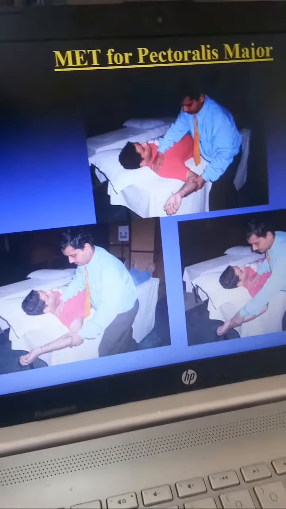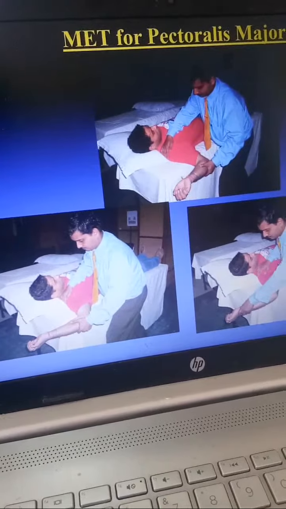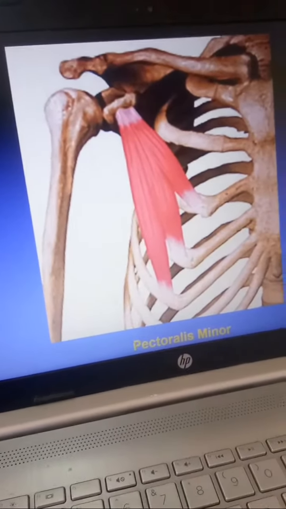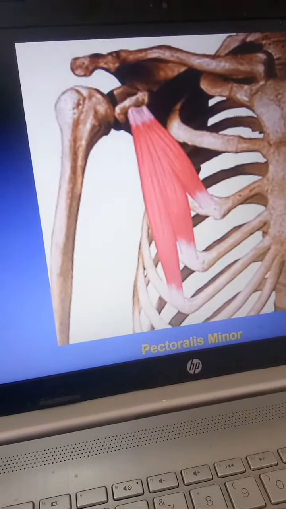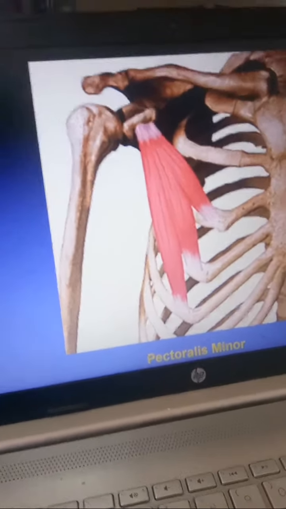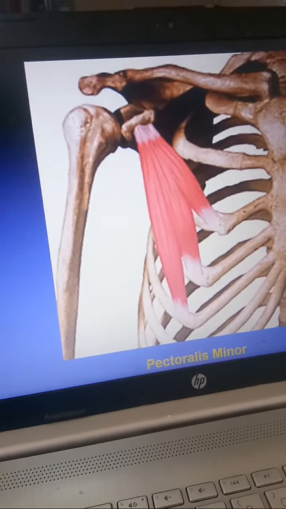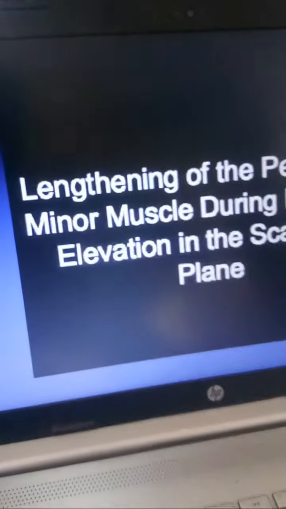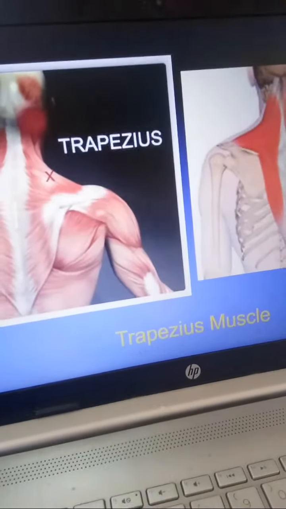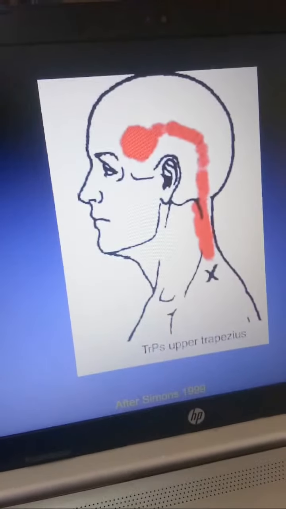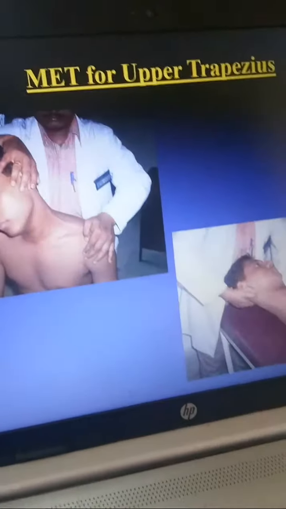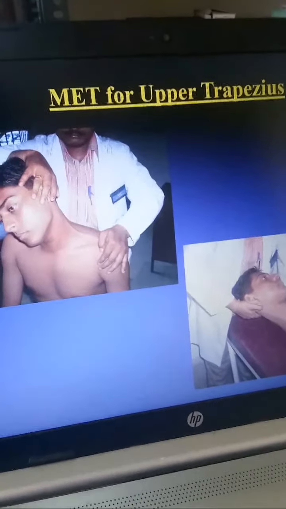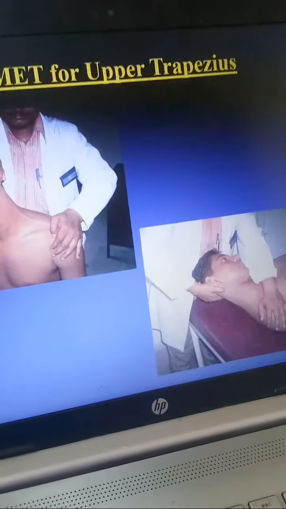See, if there is pectoralis major tightness, you can go for the muscle energy techniques. Pectoralis minor also sometimes gets involved, because that also contributes to the cervical spine dynamics. So you need to work on the pectoralis minor also if there is upper cross syndrome. And this is the trapezius, and trapezius trigger point. You can give the MET for the upper traps.